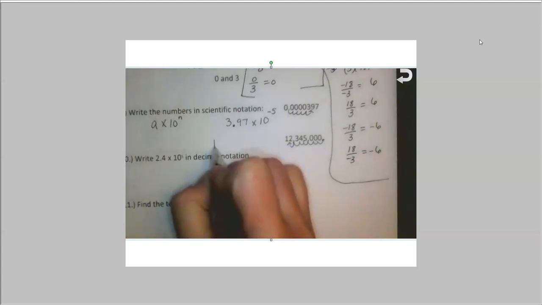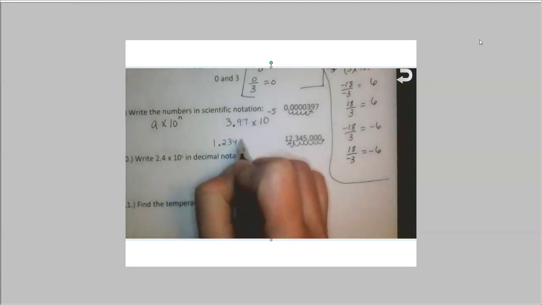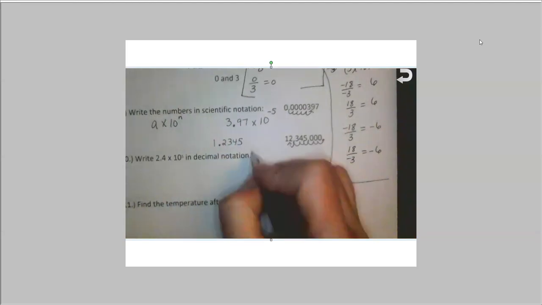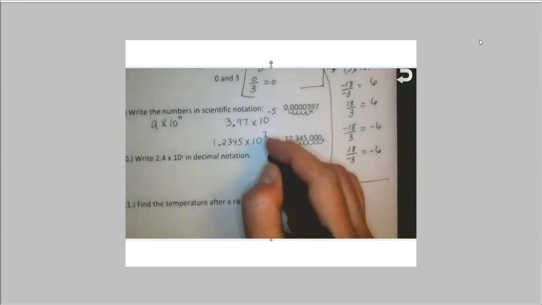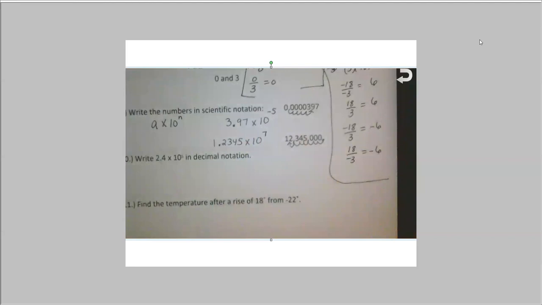So I've got 1.2345, include all those numbers, times 10. Okay, so we shifted over 3, 4, 5, 6, 7. So that exponent's going to be a positive 7. It was a really big number, okay?